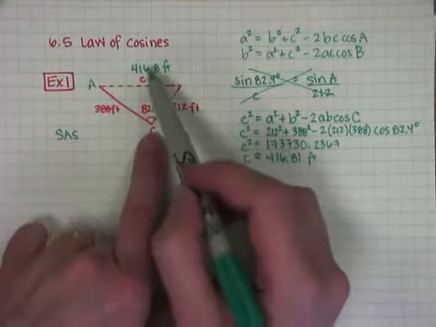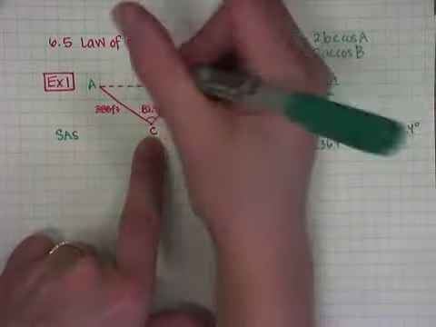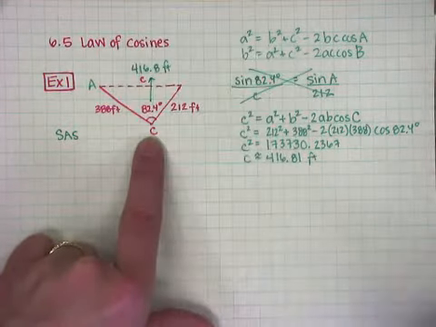Okay. Then you can go ahead, if you're solving the rest of the triangle, now I have an angle and an opposite side.